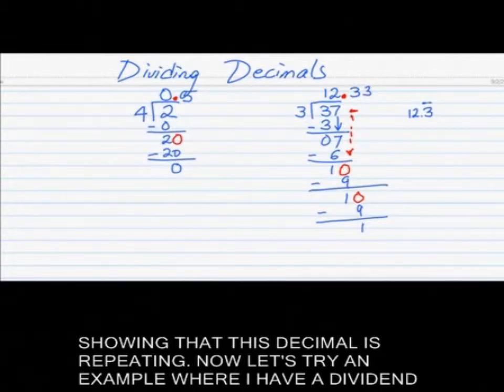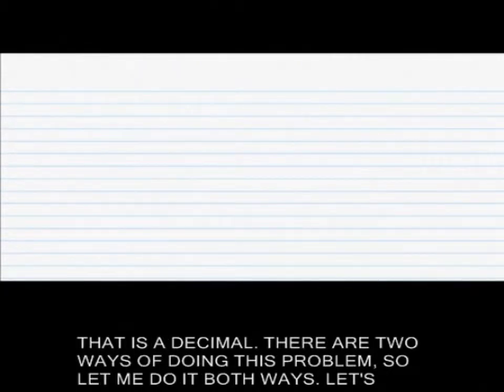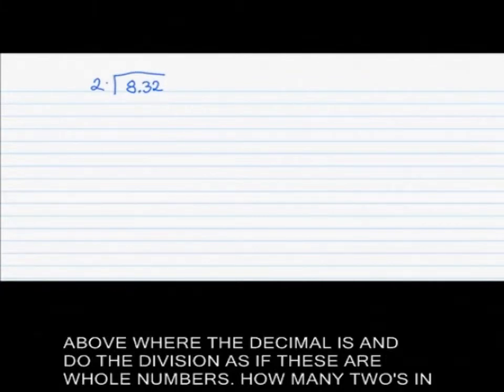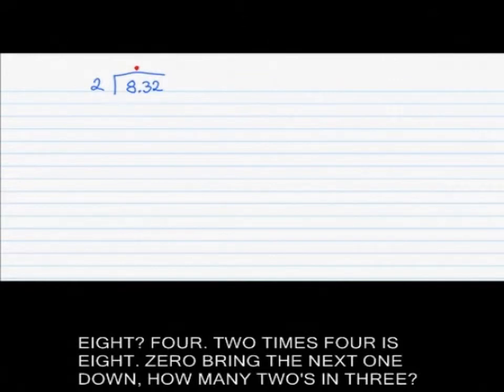Now let's try an example where I have a dividend that is a decimal. There are two ways of doing this problem. So let me do it both ways. Let's say I have 8.32 divided by a whole number, which is 2. One way is to put the decimal right above where the decimal is and do the division as if these are whole numbers. How many 2's in 8? 4. 2 times 4 is 8. 0. Bring the next one down.